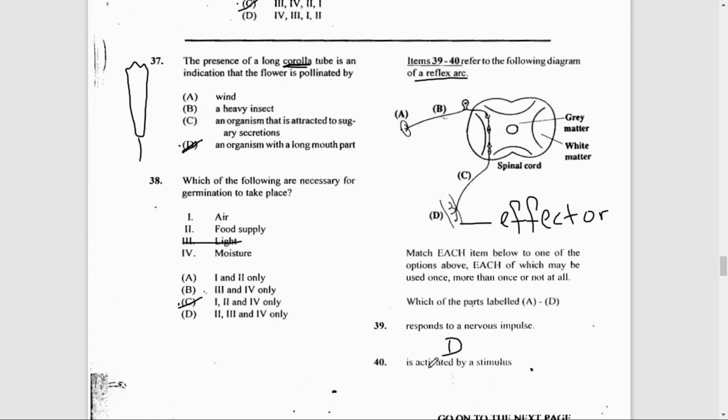Number 40. Which one of them is activated by a stimulus? That would have to be the receptor, and that's A. The receptor is activated by the stimulus, and then when it gets activated, it sends an impulse along the sensory neuron, which is B. Then this here is your relay neuron, which carries the impulse from the sensory to the motor neuron, which is C, and D is the effector. So the answer for number 40 is A.